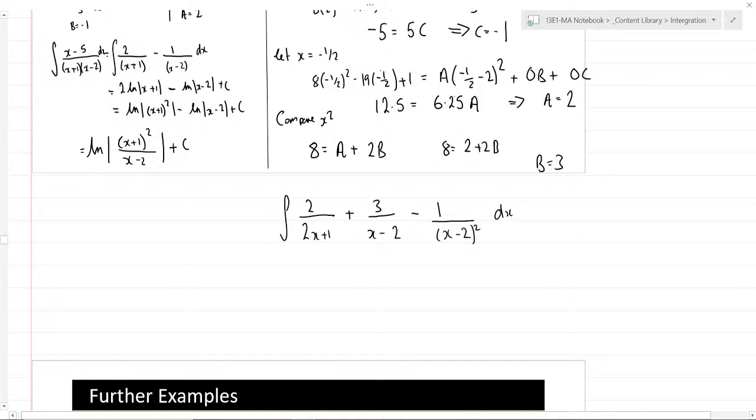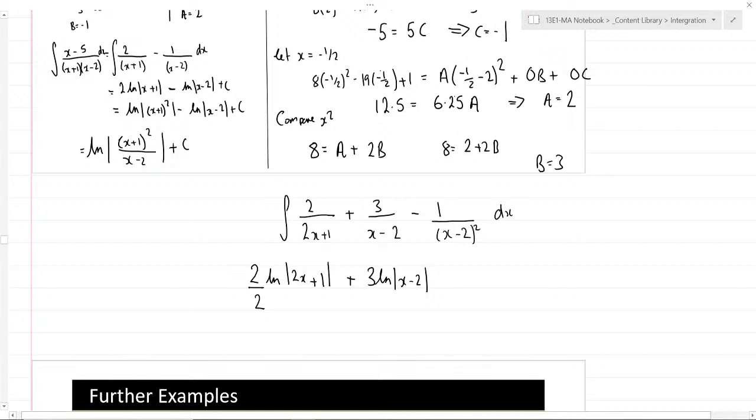So the first one's, that 2 inside it as well. Yeah, be careful of that. So the first one's okay. So if I integrate this one, it's going to be 2 ln of 2x plus 1. If I differentiate inside, I get 2. So I need to divide by that 2. So divided by 2. Everybody happy with that? Plus 3 ln mod of x minus 2.